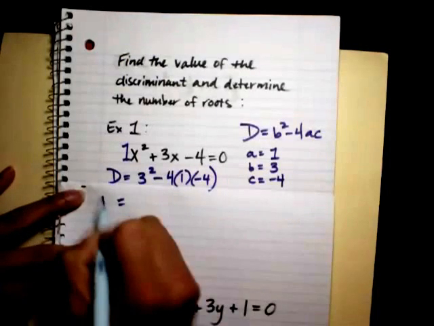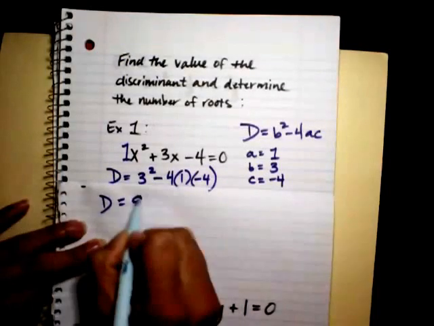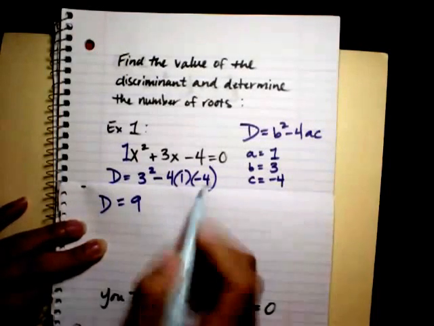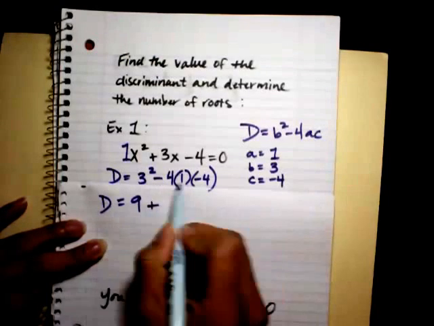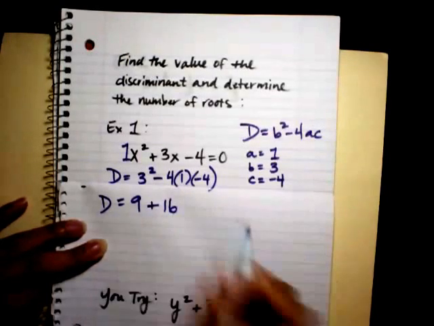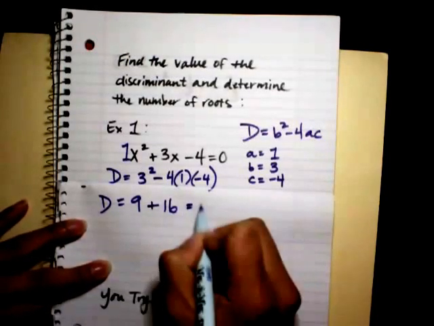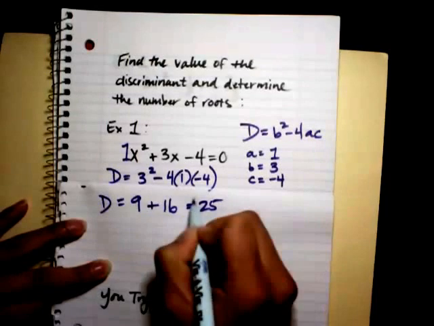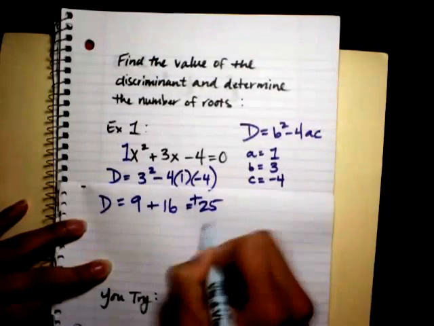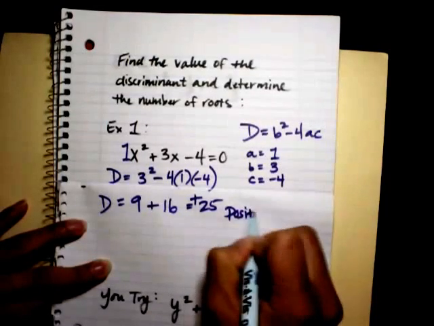So D will equal 3 squared, which is 9. A negative times a negative will give us a positive. 4 times 4 is 16. So 9 plus 16 will give us 25, which is a positive number, right? We're going to write this as a positive value.